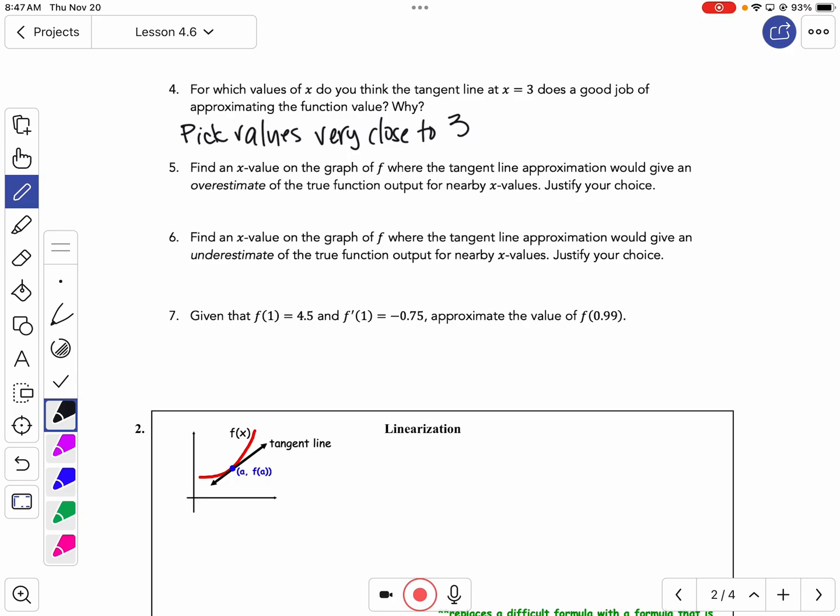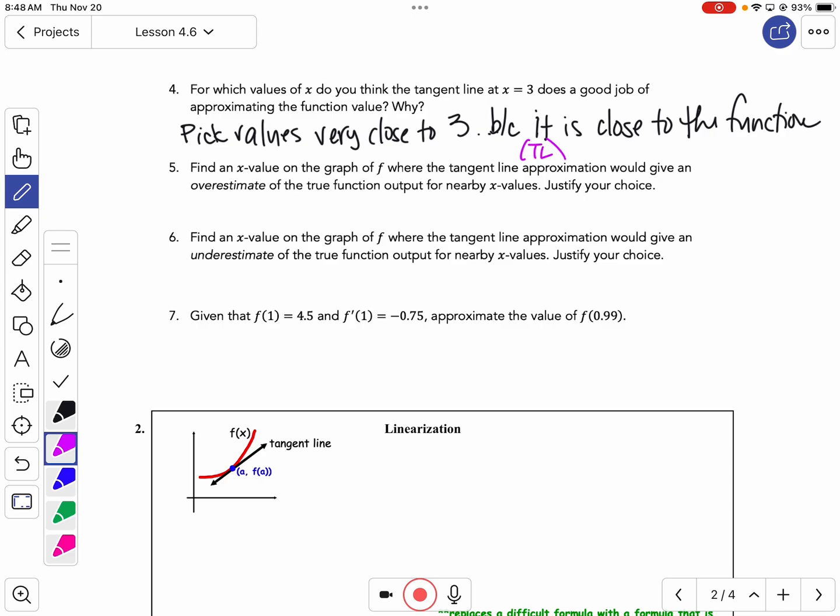Right? So we'd want to pick values that are very close to 3 because that's close to the function. And by it, I mean the tangent line. So I'll put tangent line right there. Okay, because it's close to the function. We want to choose values where the tangent line is close to the function. If we get out to 2 or over here at 6, that tangent line is not going to be close to my function. All right.